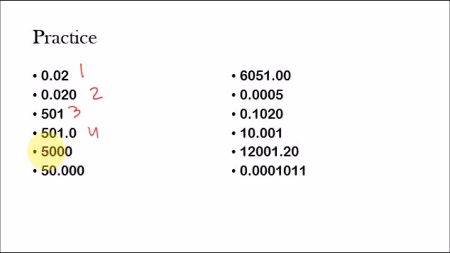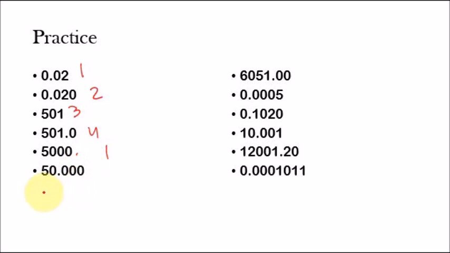Here, we have a non-zero number, the 5, so it's significant. These are trailing zeros, but they're not to the right of the decimal point. The decimal point would be right here. So it's to the left of the decimal point, these numbers. So these zeros are not significant, so this number has only 1 significant digit.